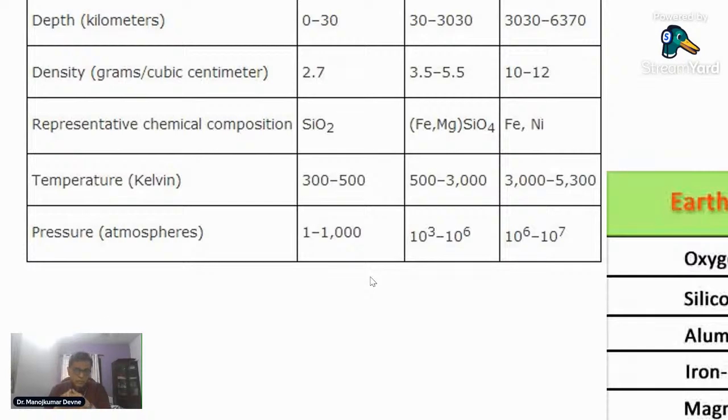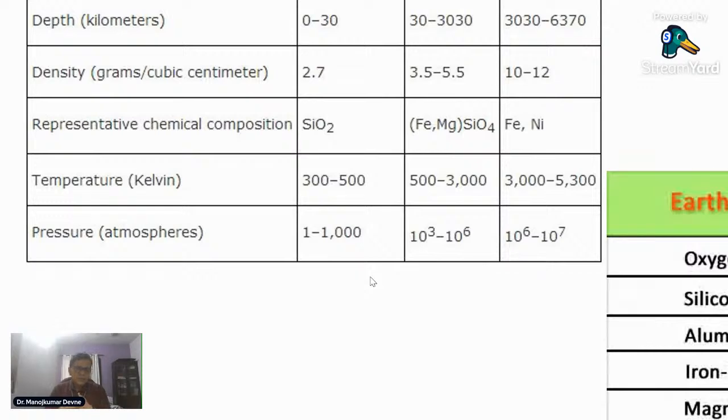It increases to 1,000 atmospheric pressures by the time you are at the boundary of the crust. Then you enter the mantle. Within the mantle, from 1,000 atmospheres, it increases to 1 million atmospheres. Just imagine, 10 to the power 6, 1 million atmospheres is the atmospheric pressure in the lower parts of the mantle. Let us say the lower mantle as such.